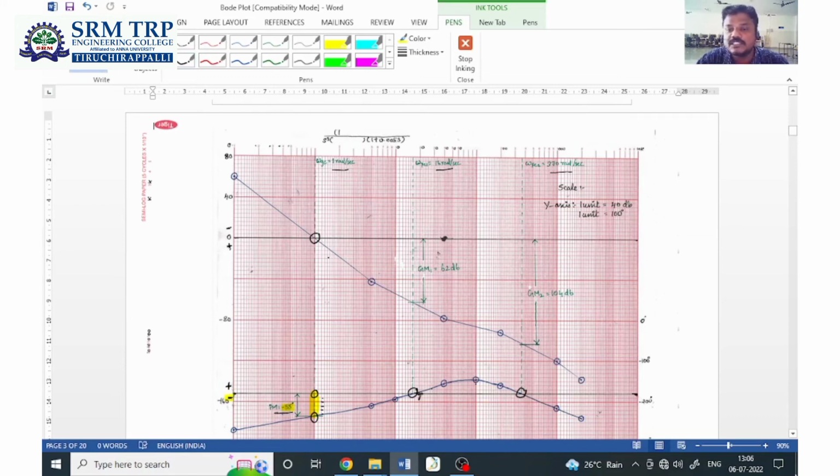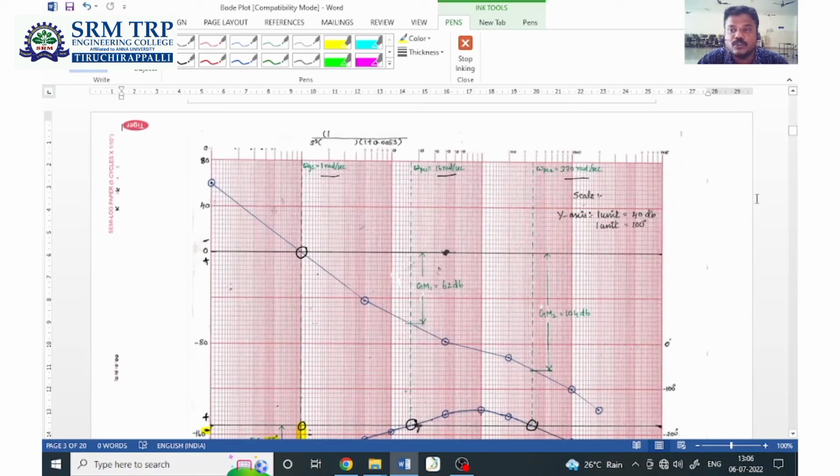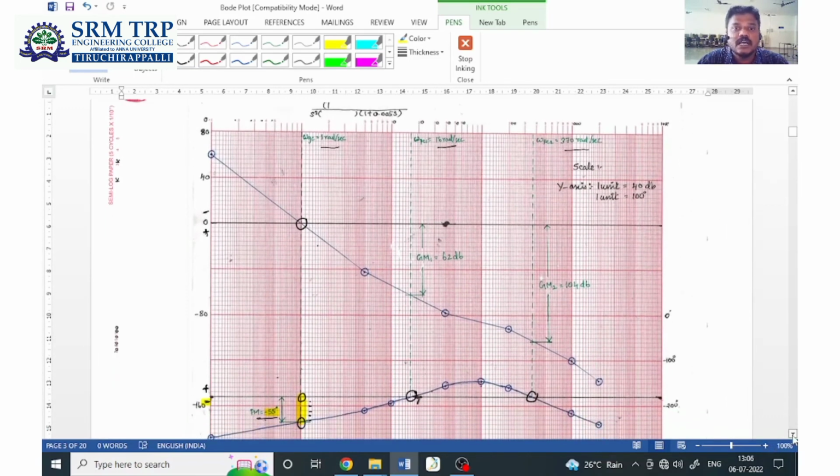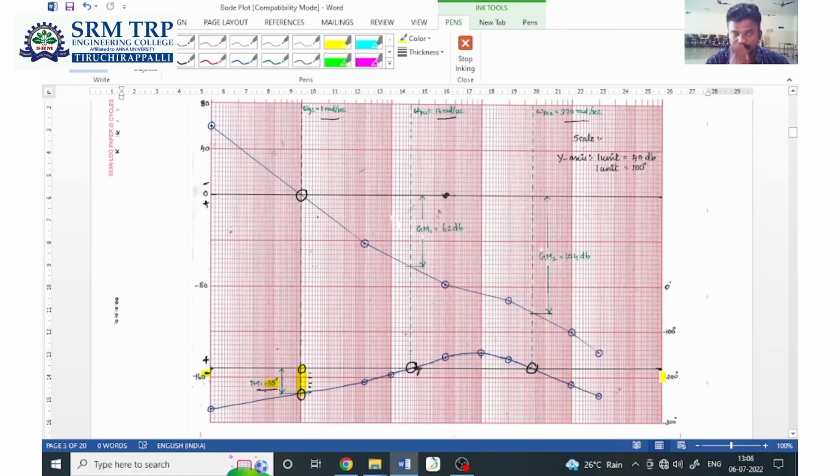If you notice, this is the role of the sign convention. Similarly, I have two phase crossover frequencies: one at this particular point, 16 radian per second, and another one at 370 radian per second. I have to extend this line to meet the magnitude plot. That line intersects the magnitude plot here and here. The range between the 0 dB line and the intersection points will give you the gain margin.